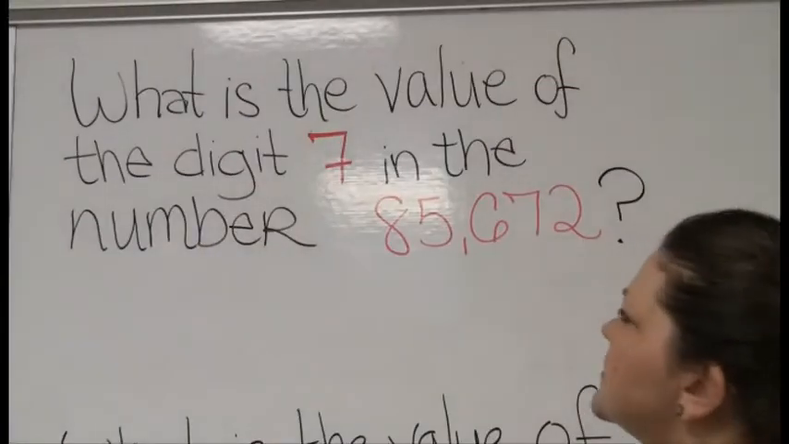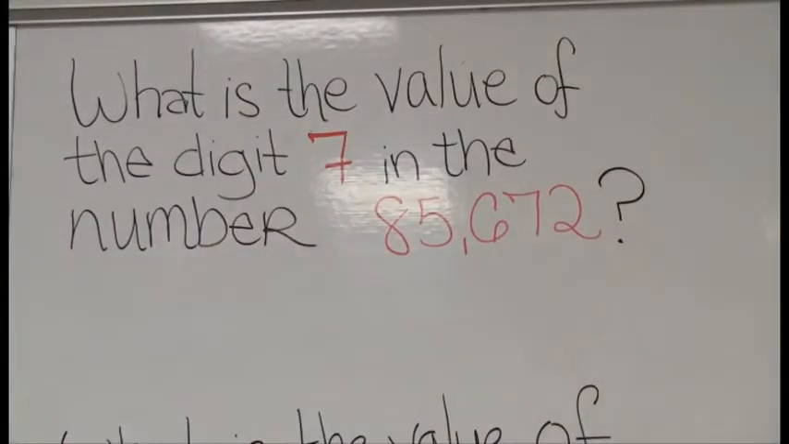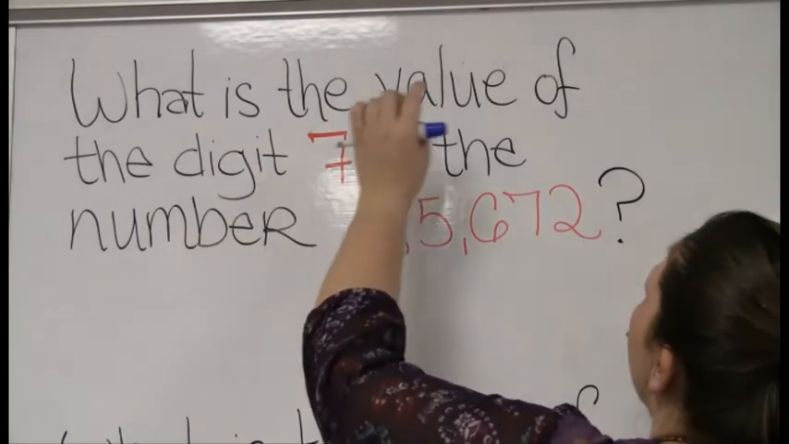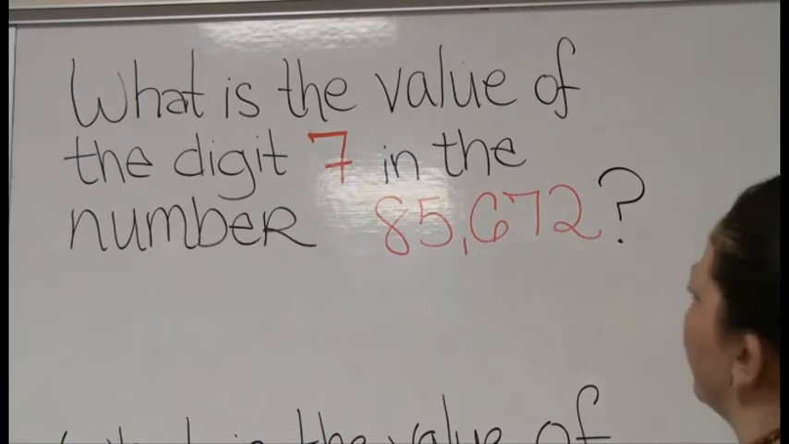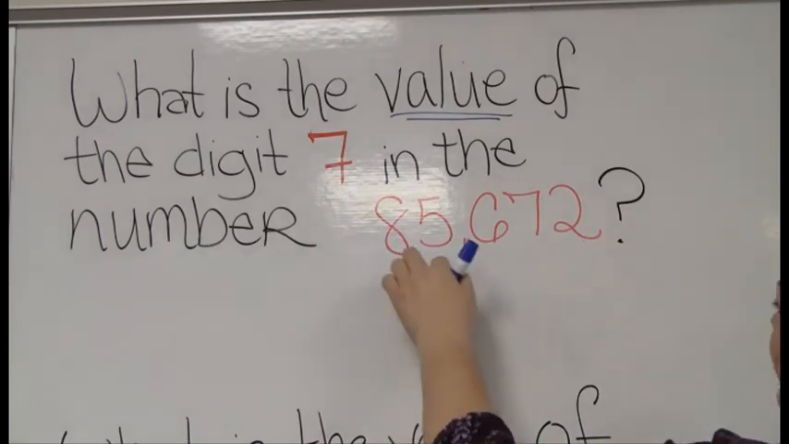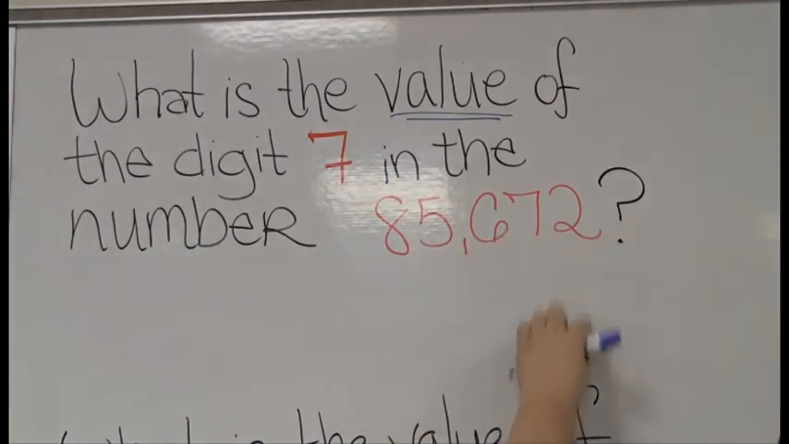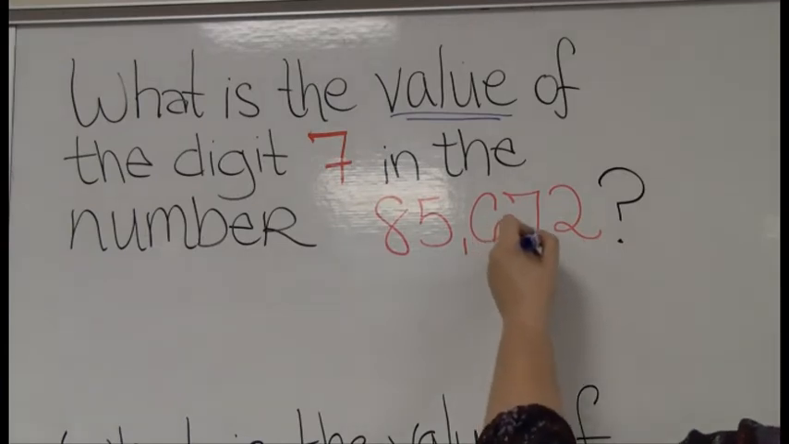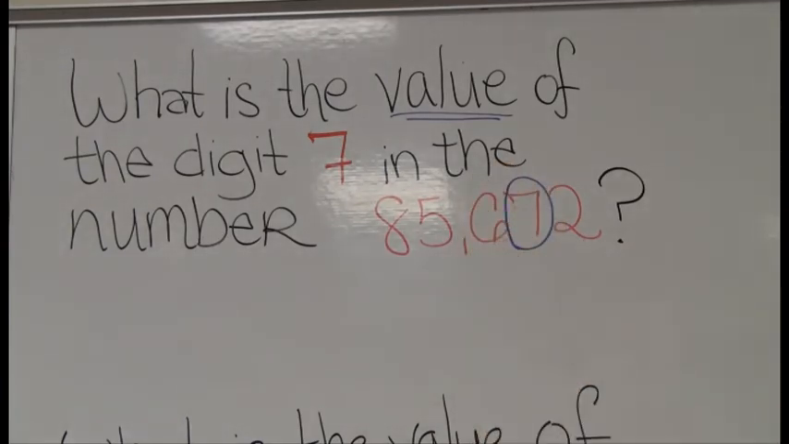Here we have the final type of problem you are going to see in Chapter 1, Section 1. It's very similar to the last problem, but they changed one little word, which is going to change how we answer the question. Now they are saying to us, what is the value of the digit 7 in the number? The value of the digit. And this is the number 85,672. They're asking me, how much is this 7 worth? What's its value? Now its value is based on what place it's in, and we know what place it's in.